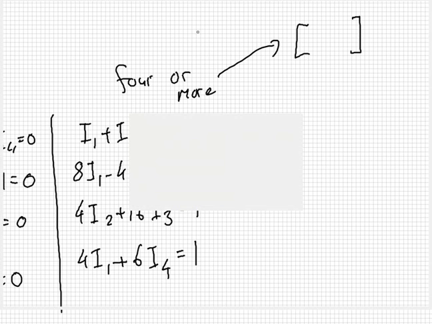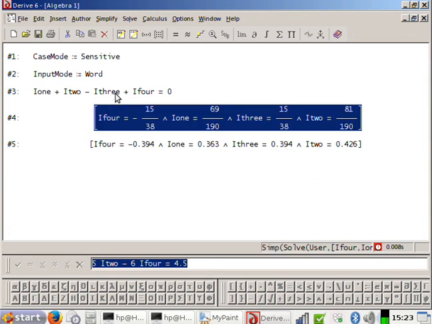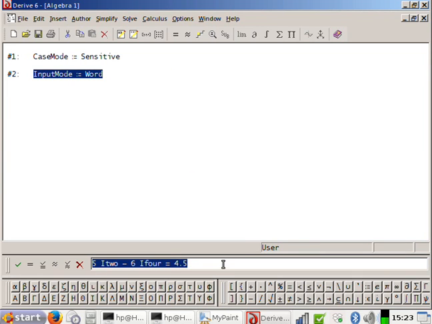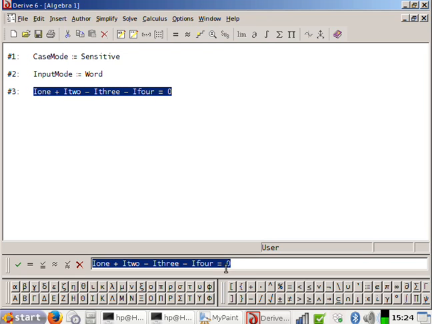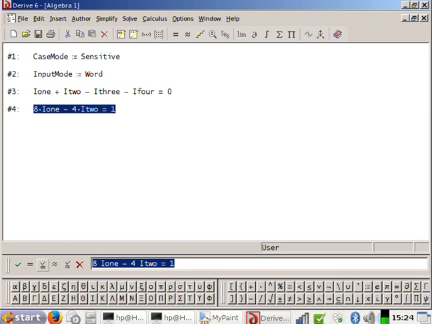Can you read those equations? Did you write these down? Yes. So let me see. Read them to me, please. What's the first one? I1 plus I2 minus I3 minus I4. Okay. What's next? 8I1 minus 4I2 equals 1. Okay, what's next then?